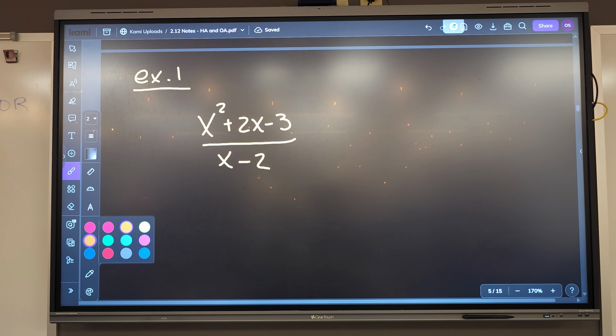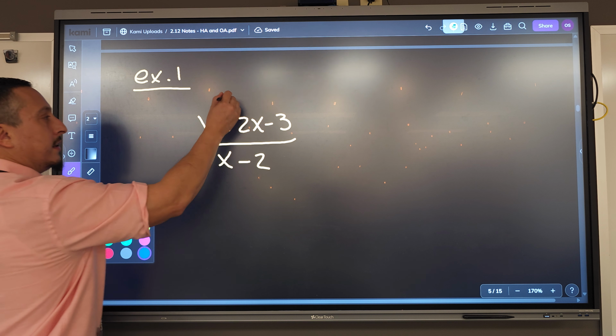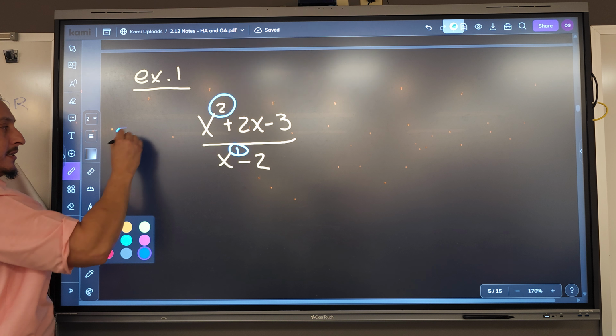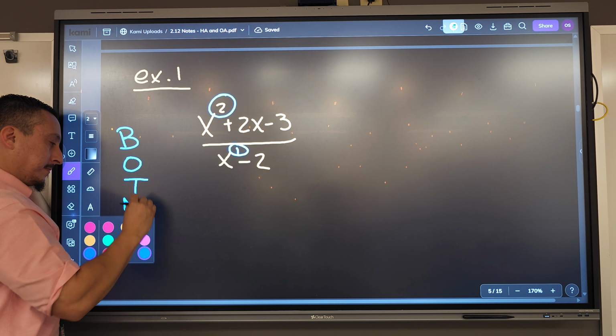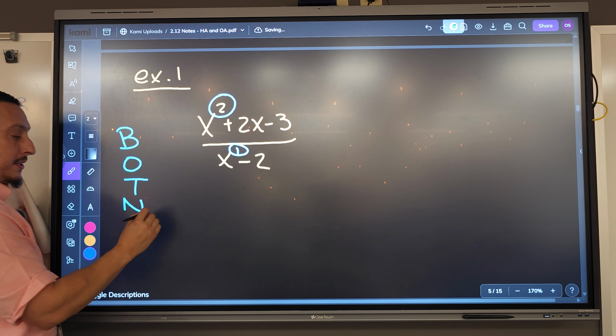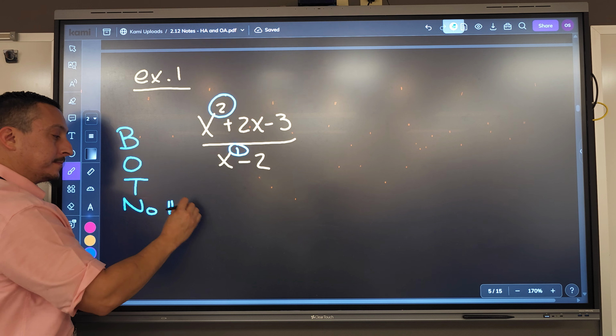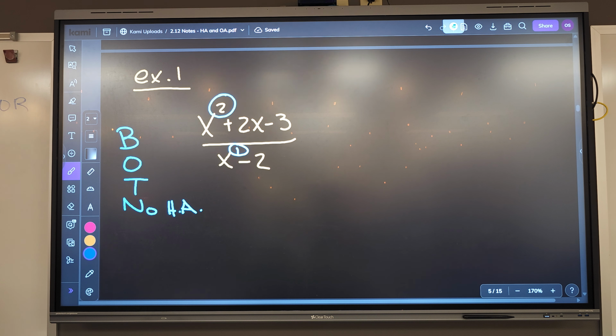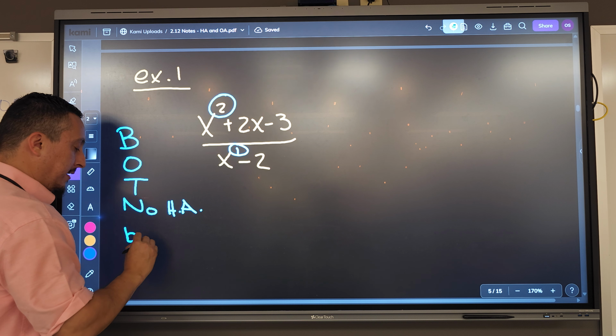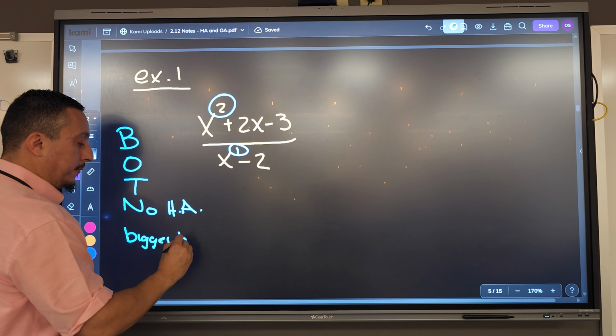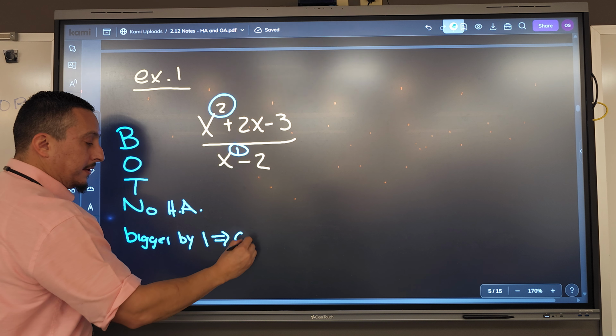Okay, so what do we have here out of those? So Bobo, Button, or Betsy? Button, right? It's bigger on top. So is this a button problem? Okay. Which means we have no HA. The following question after you establish that is: is it bigger by 1? Yes, it is bigger by 1. Okay, so the fact that it's bigger by 1 implies that we have an OA.